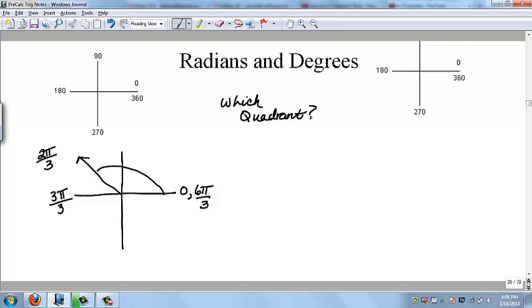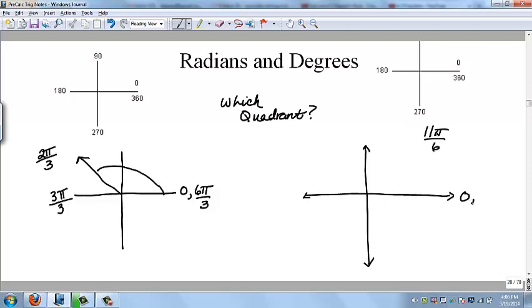Okay? We can practice another one. What if I gave you, so that I don't have to keep converting back and forth, where is 11 pi over 6 radians? Now remember what I told you. Start at 0. I know this is pi. Use the denominator that you're given. How would I write pi that way? It would be 6 pi over 6.